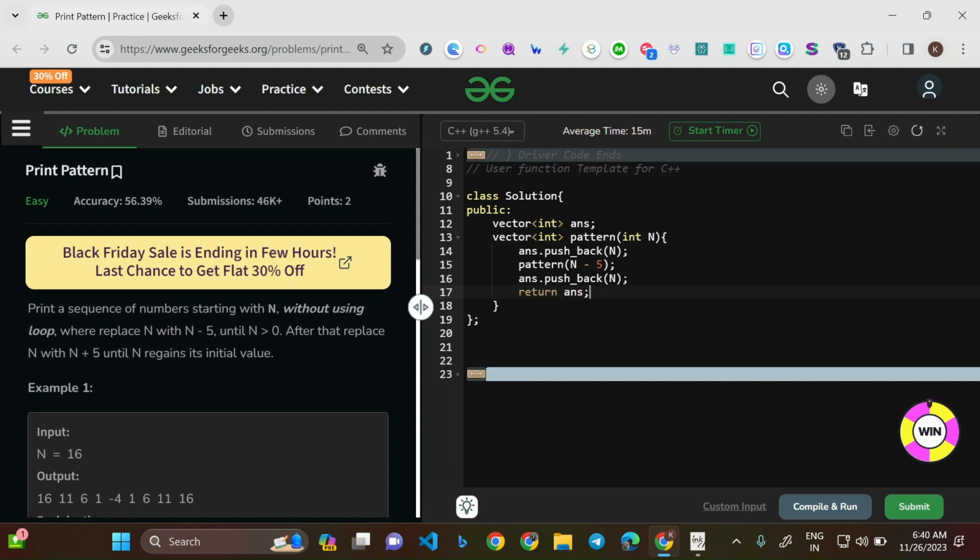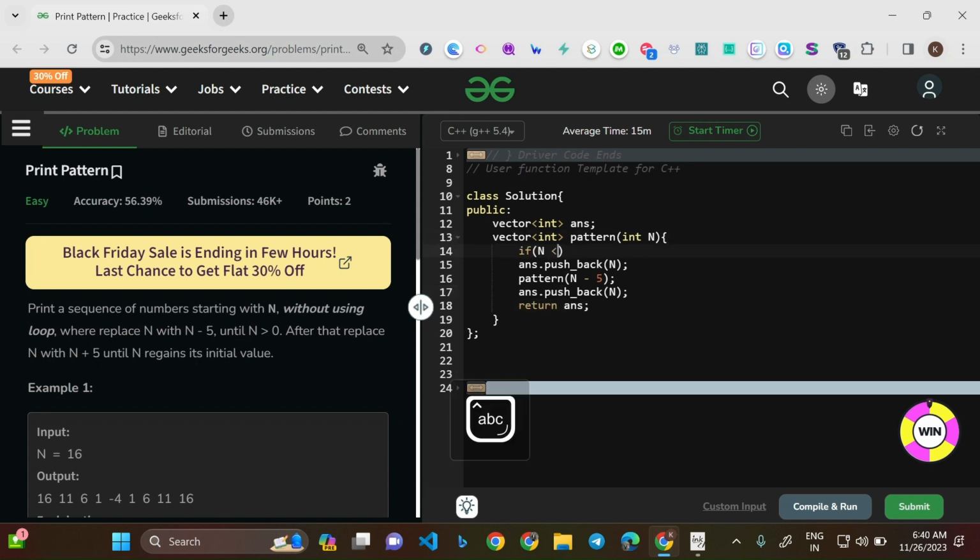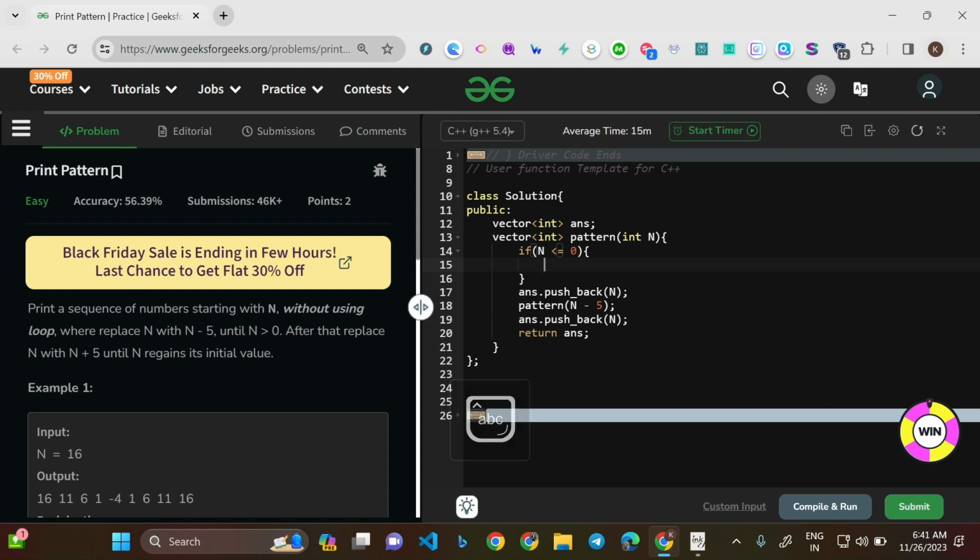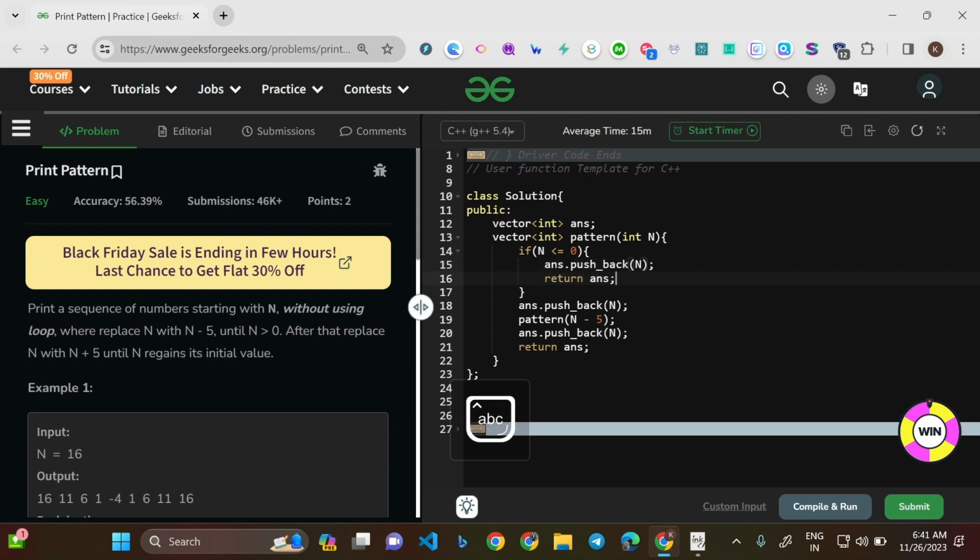And now define the base case. What is the base case? If your n comes out to be less than or equal to 0, just add that particular value, answer dot push_back of n, and then return answer. You won't be making any further function calls from this. This is the point where you'll be returning, and this acts like a mirror. So whatever previous values you have got will be appended in the same order. So if n is less than or equal to 0, just push that and then return answer. Great. So this must work.